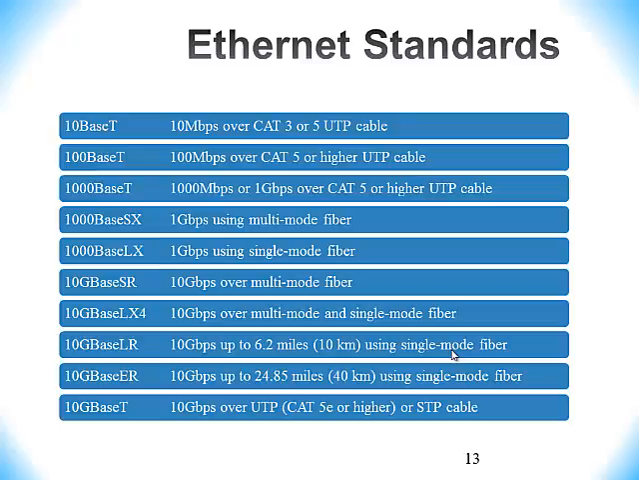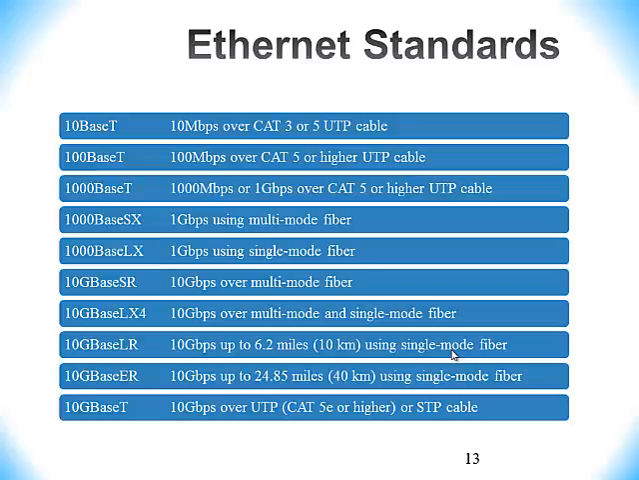Today's Ethernet networks support speeds of 10 megabits, 100 megabits, 1,000, and 10,000 megabits per second. Most Ethernet NICs are 10/100/1000, which means they can run at either 10, 100, or 1,000 megabits using full duplex, transmit and receive simultaneously.